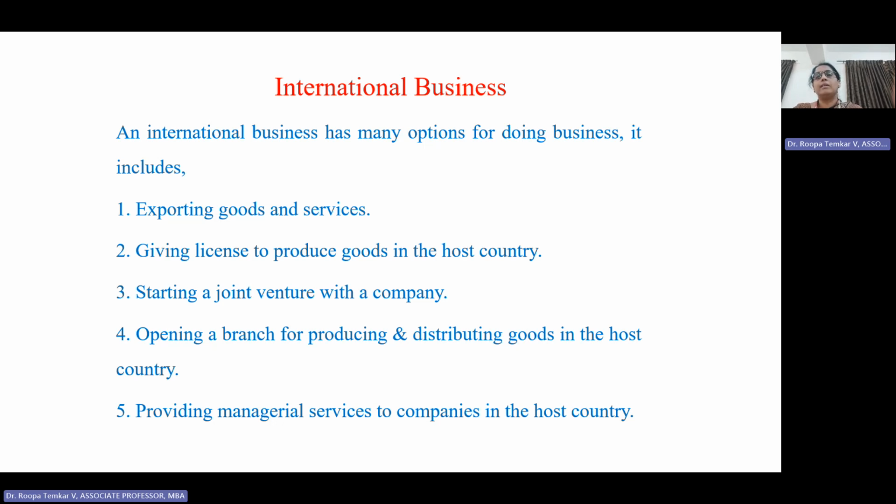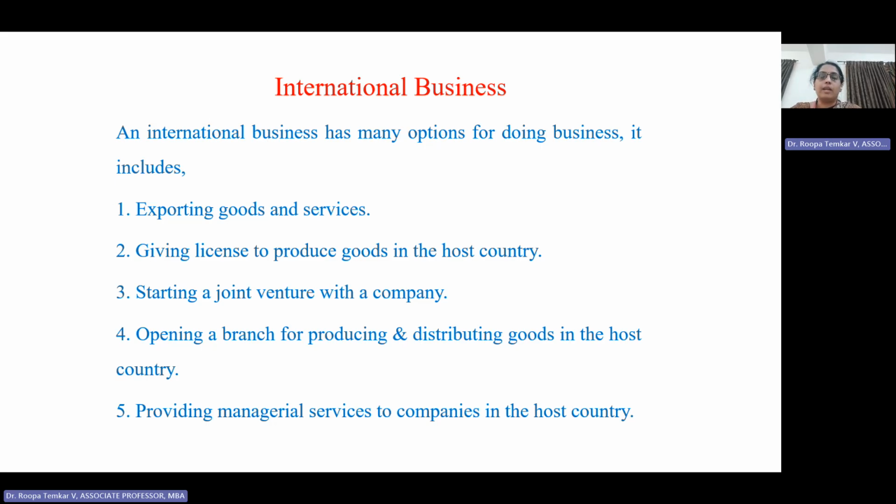Now let us try to understand the first concept, that is the elements of international business. Here in this subject, we'll be mainly addressing two concepts: international and business. That is, how we can do business in international countries. We can call some business international business because of elements like exporting goods and services, giving license to produce goods in other countries, starting a joint venture with a company, then opening a branch for producing and distributing goods in the host country.